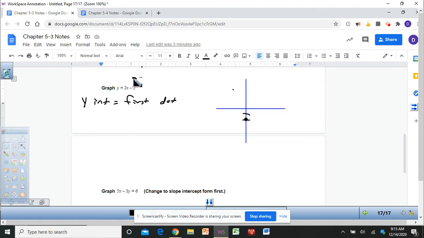Then, using that, we are going to use our slope now. So right here, I can see that my slope is 2, or 2/1. So that means I go up 2 spots, and to the right, the bottom number is always a positive, so you're always going to move right. So up 2 spots, to the right 1. And I put another dot. So now I have 2 dots. I'm going to connect those 2 dots, and I am done.